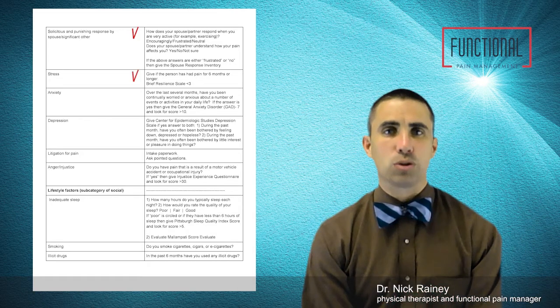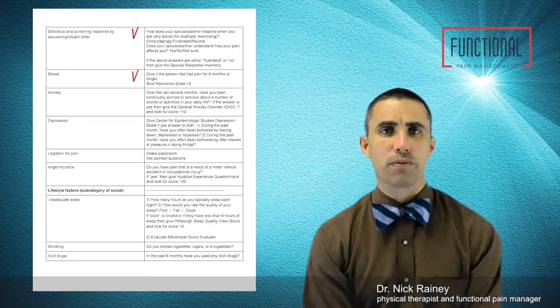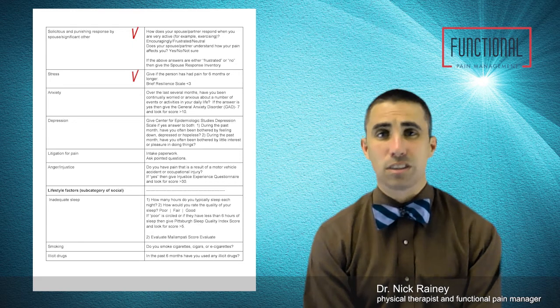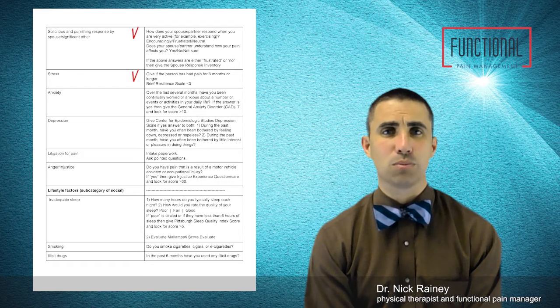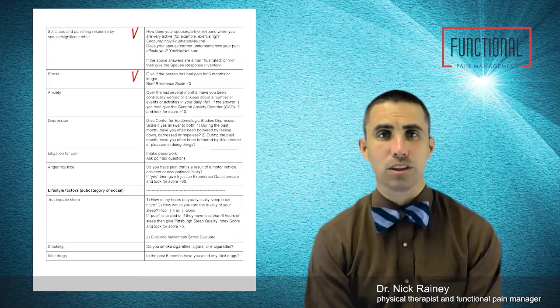Stress is the next social factor. This is a tough one to screen for. If the patient has had pain for at least 6 months, then they fill this out. The 6 months is somewhat arbitrary, but it seems that stress is more likely to be an influence that needs to be addressed if the pain is chronic rather than acute.